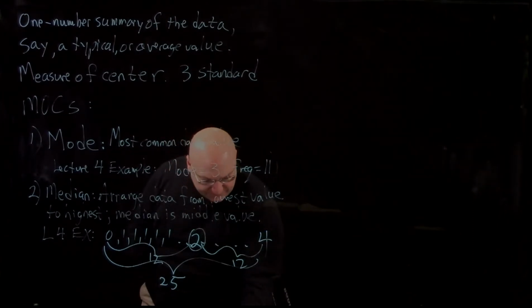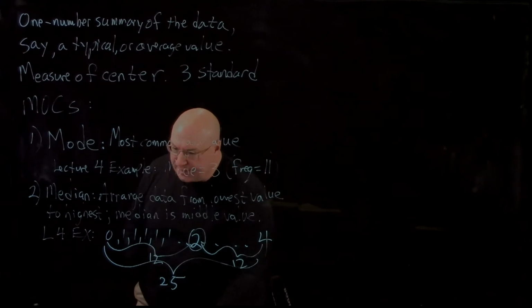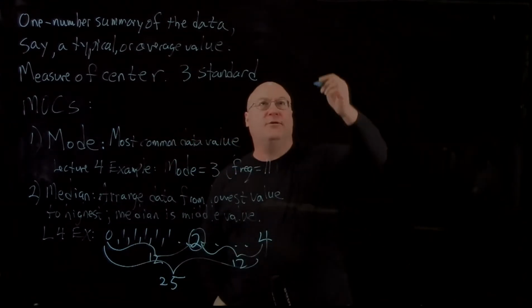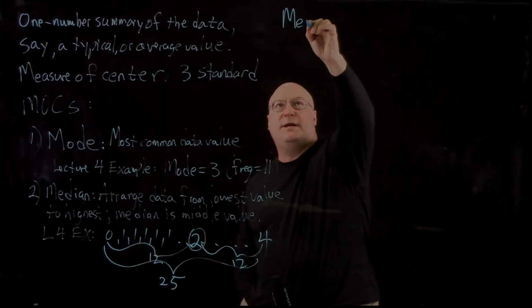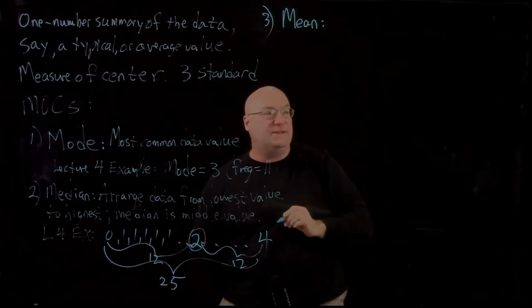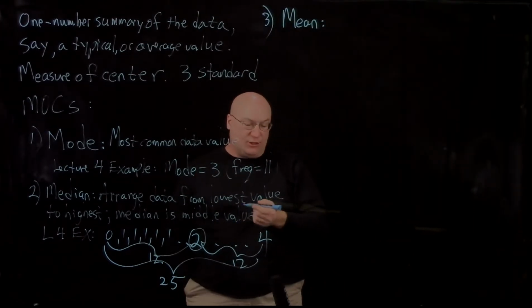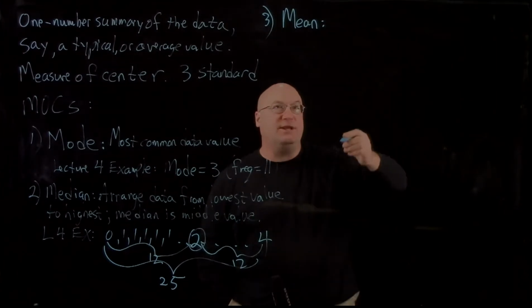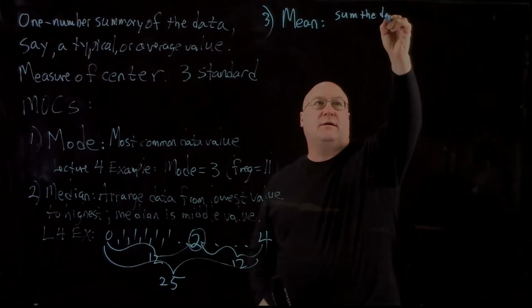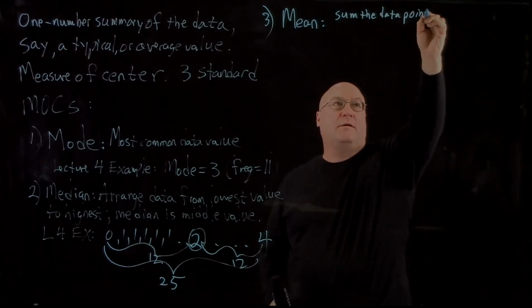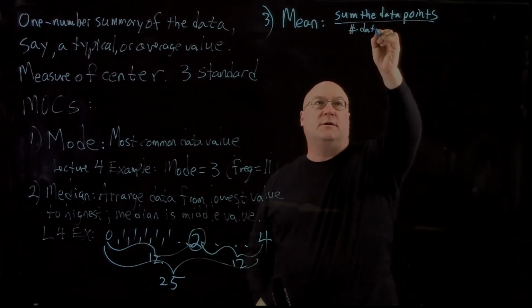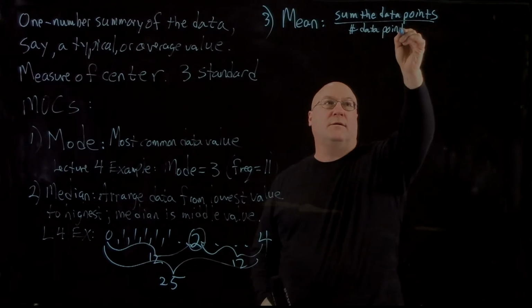Let's see. I'm going to try to figure out where I can fit all this in. Well, the mean, yeah, I guess I'll go up here. I was hoping to save this space for a little later. But the mean is what we typically think of as the average, when you see the word average. And it just means we sum the data points and we divide by the number of data points.